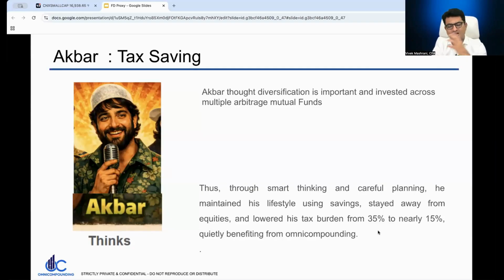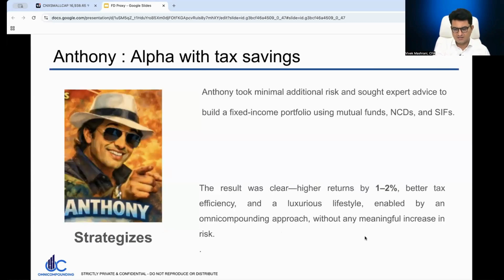So he did some smart thing where he invested into some of these arbitrage funds, which are as good as kind of fixed income. Some element is there here and there, which is arbitrage, but then he basically escaped the tax. And then, Anthony took minimal risk.